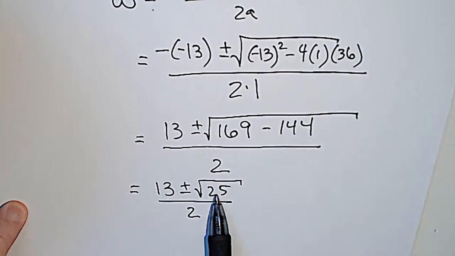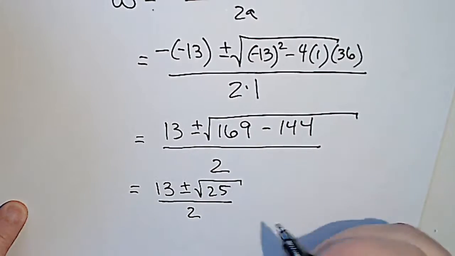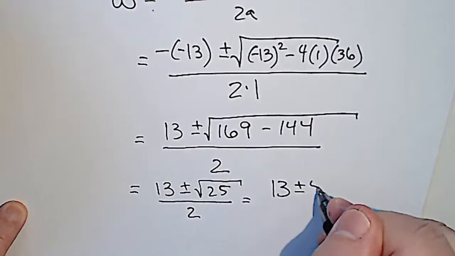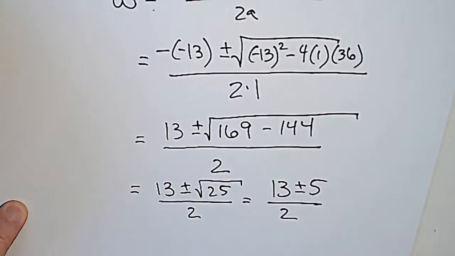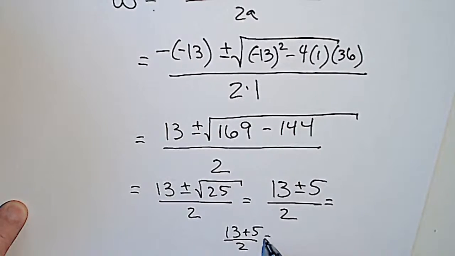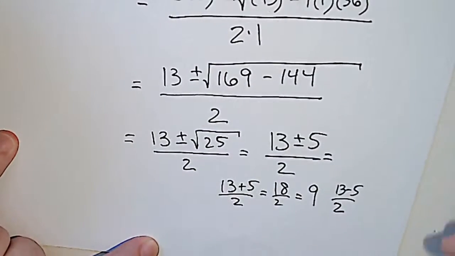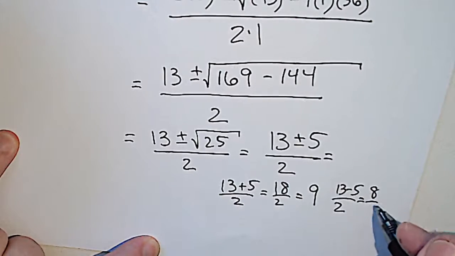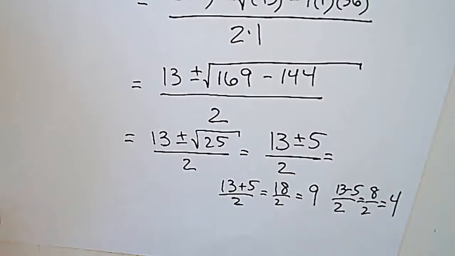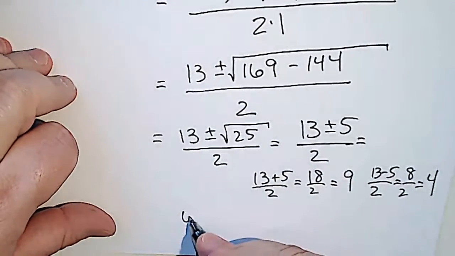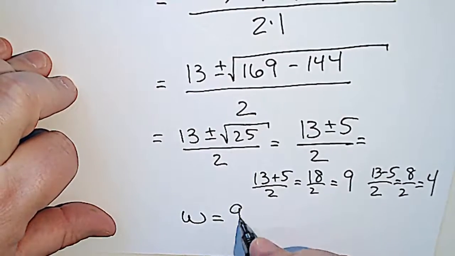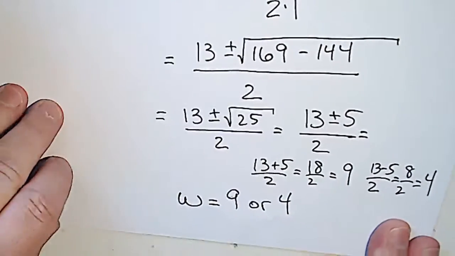169 minus 144 is 25. Radical 25 is 5. 13 plus or minus 5 all over 2. That's 13 plus 5 over 2, which is 18 over 2, which is 9. Or 13 minus 5 over 2, which is 8 over 2, which is 4. So w equals 9 or 4, right?